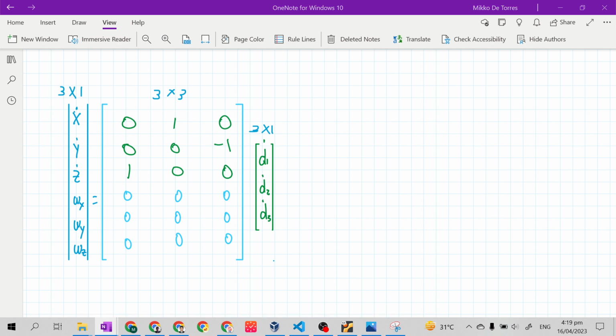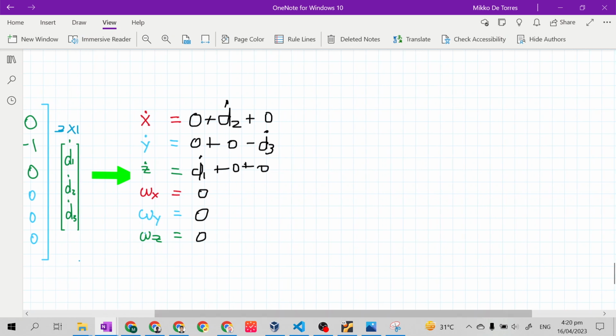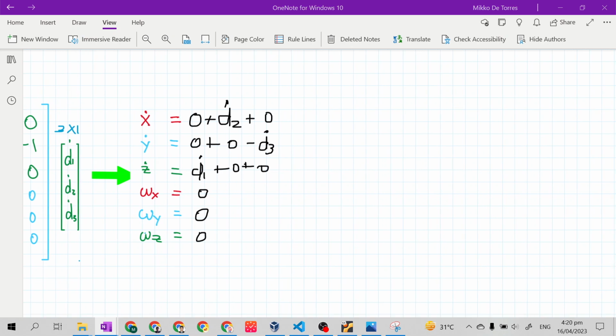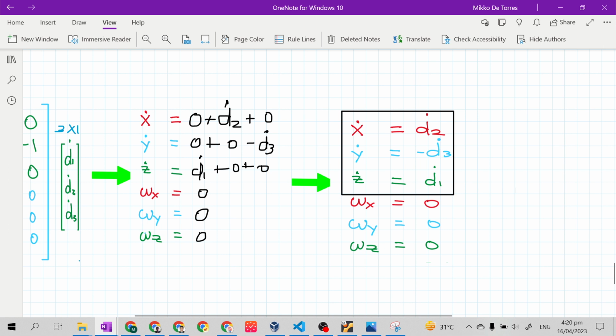So this will be the differential equations. And if we simplify it, okay, so this is our differential equations. If we notice, omega x, omega y, and omega z are all equal to 0 because the Cartesian manipulator has no rotational movement or no revolute joint. So we just have x prime, y prime, and z prime differential equations.